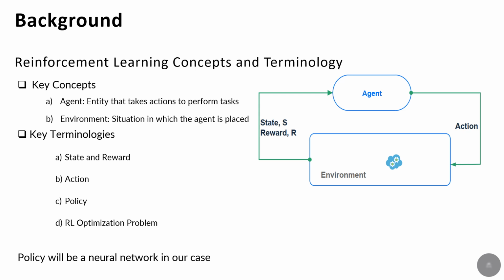Then we have RL, that's reinforcement optimization problem. Because this is continuous learning, there is usually a lot of optimization involved to guide the model into learning effectively. So in our typical case, the policy will be our neural network. In this case, of course, it's all part of the environment. The policy is going to work within the environment to influence the agent into taking certain decisions that result into a given action.